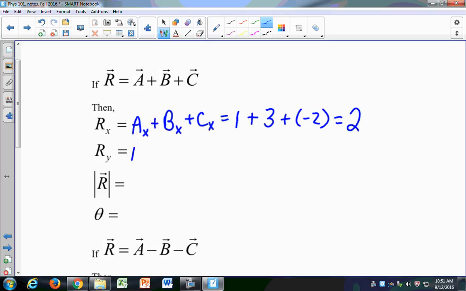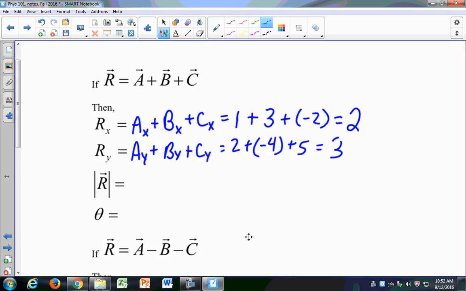And then the y component, in a similar way, is Ay plus By plus Cy. And that's equal to 2 plus negative 4 plus 5. So that's 7 minus 4, that's equal to 3. So these are the x and y components of R.